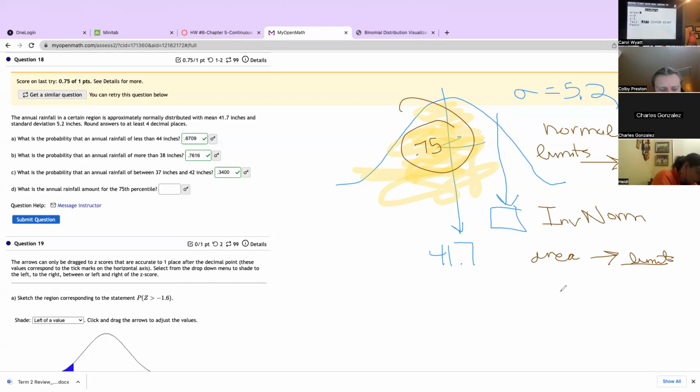Now on some calculators, it only gives you the left. The new TIs give you an option between whether you want the left, the center, or the right. In this case, I want the left anyway, because my left part is shaded on my graph.